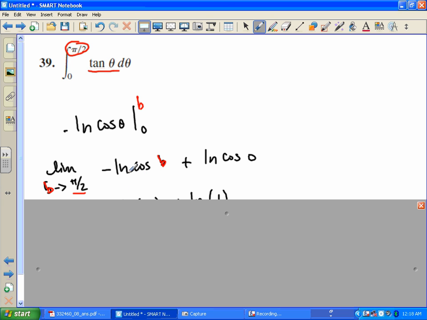As we do that, we get negative natural log of cosine of b as b approaches pi over 2, plus natural log of cosine of 0. Again, this is still my f of b minus my f of a.